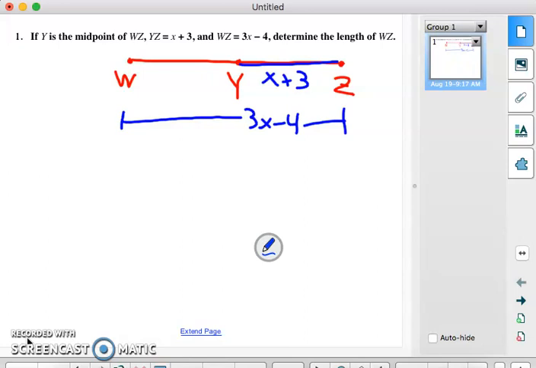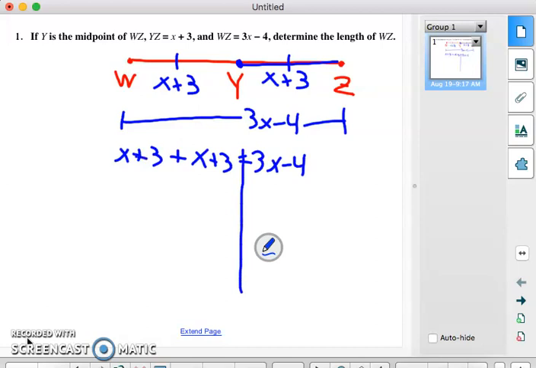Well, remember, Y is the midpoint. So if Y is in the very middle, that means these two pieces are congruent or equal, right? So if one of them is x plus 3, we can just call the other one x plus 3. Now it's just like a segment addition problem: part plus part equals the whole. One part is x plus 3, plus the other part, x plus 3, equals the whole, 3x minus 4. We combine like terms: x and x is 2x, and 3 plus 3 is 6. And now we can continue solving.